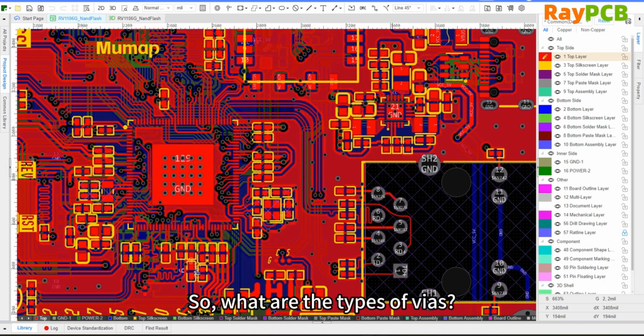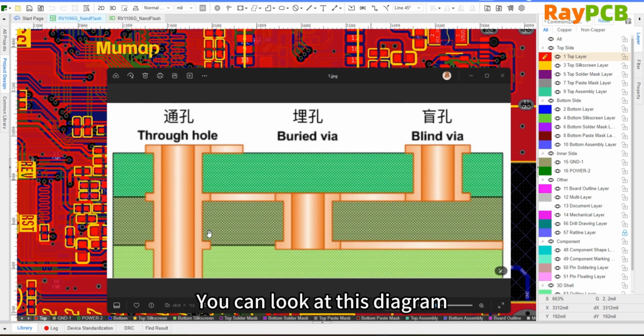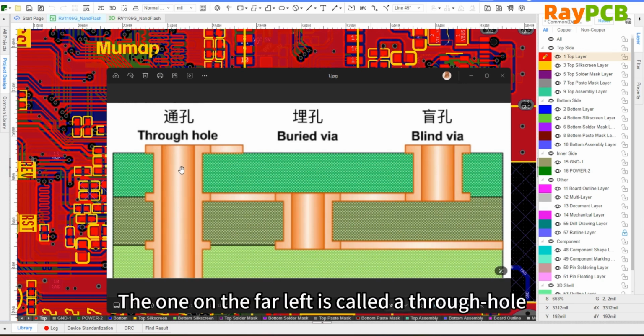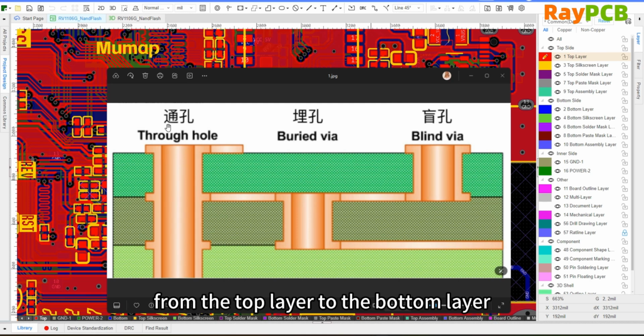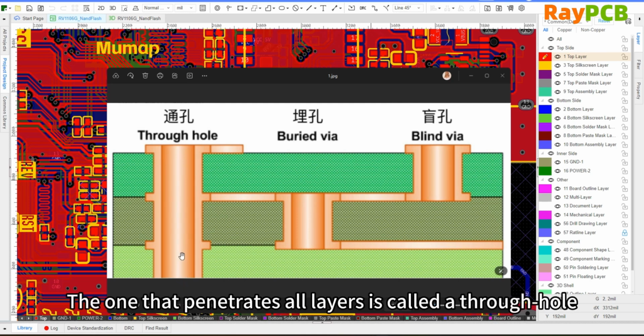So what types of vias are there? You can take a look at this diagram. There are mainly three types. The one on the far left is called a through-hole via. It penetrates the entire PCB, going from the top layer to the bottom layer, passing through all the layers. This is called a through-hole via.